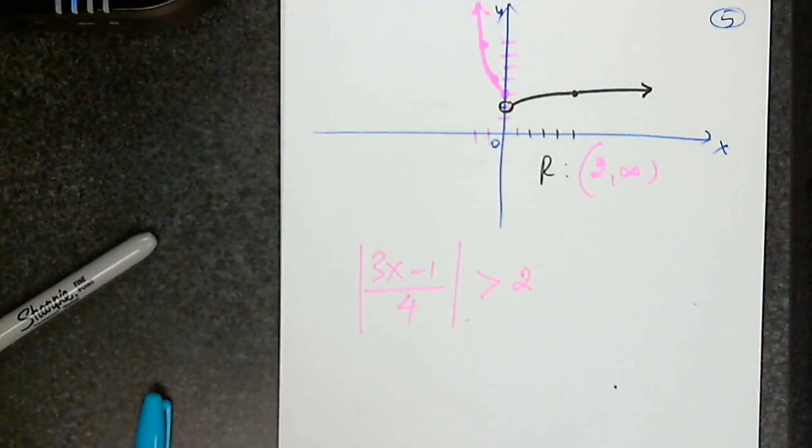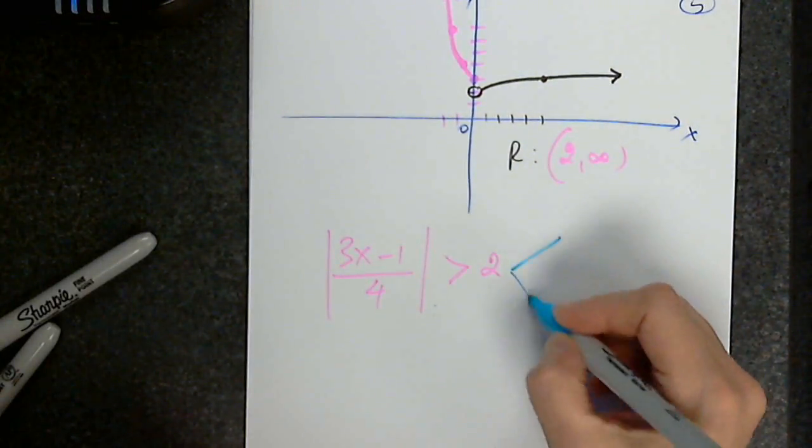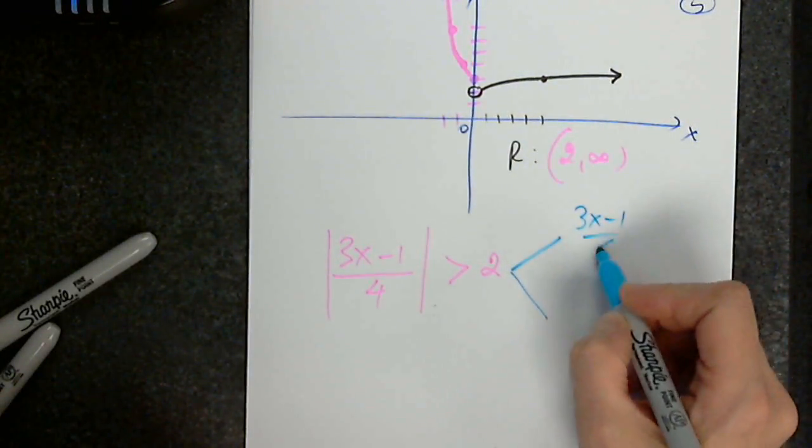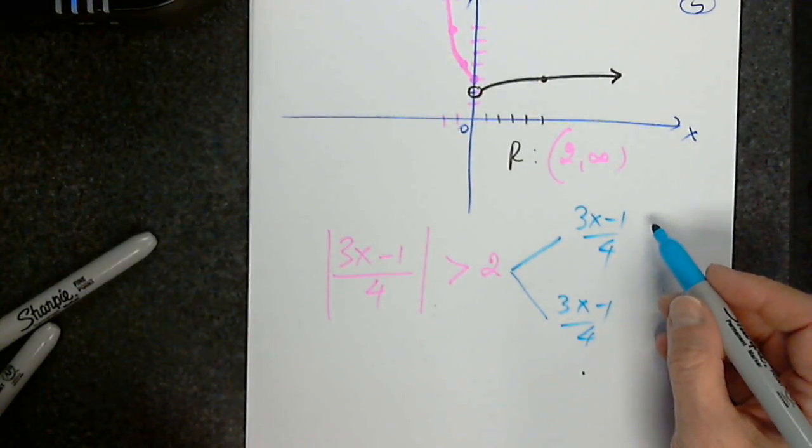Okay, how do I solve this inequality? What do I have to do? What do I have to write first? No, I have to remember what type it is. You have that, 3x minus 1 over 4 and 3x minus 1 over 4, one equal to 2.